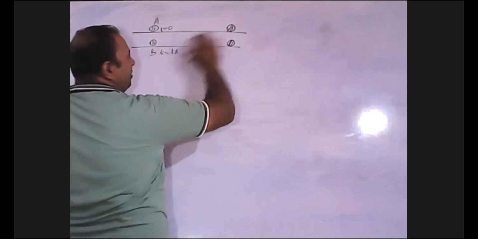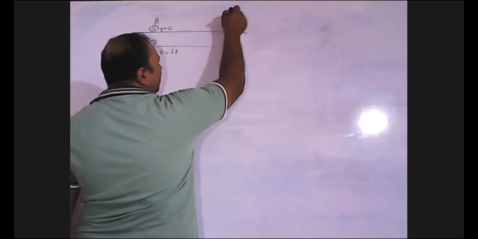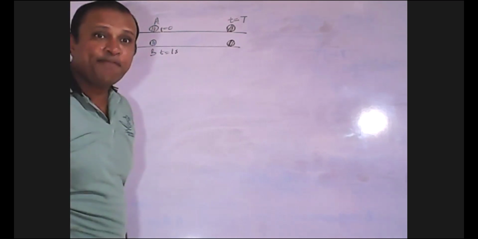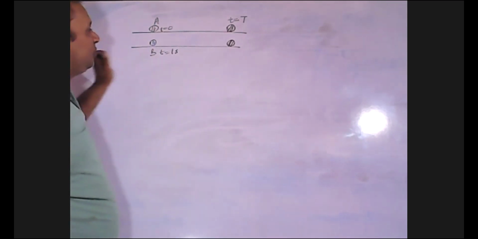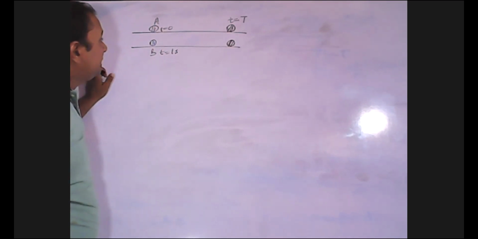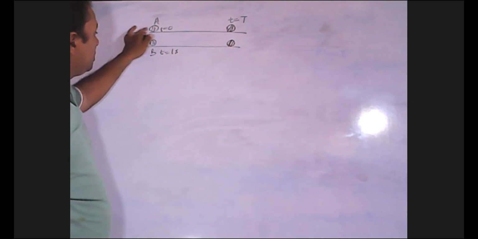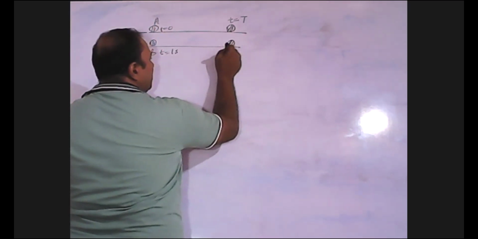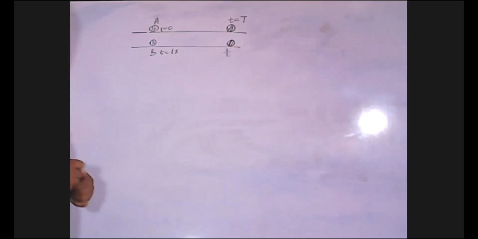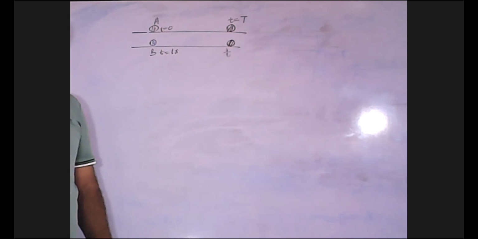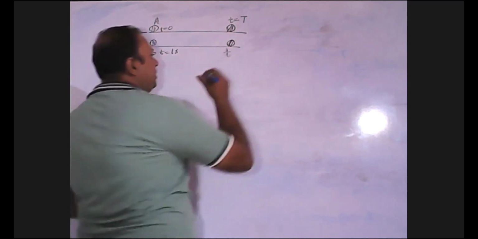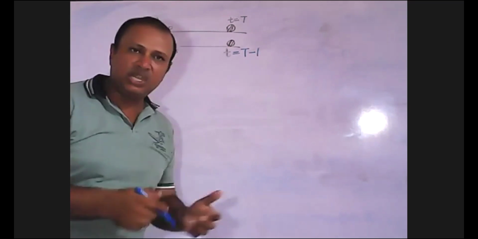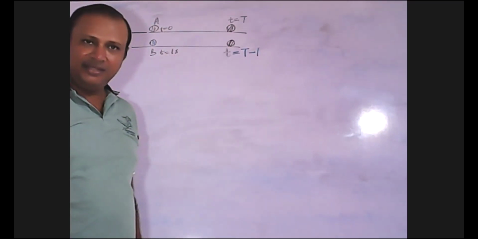Now, suppose the time taken by A when B passes A is equal to capital T. Then definitely the time taken by B should be equal to capital T minus 1, because B has started 1 second after the starting of A. Right?